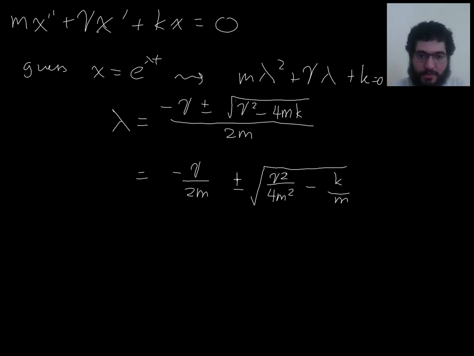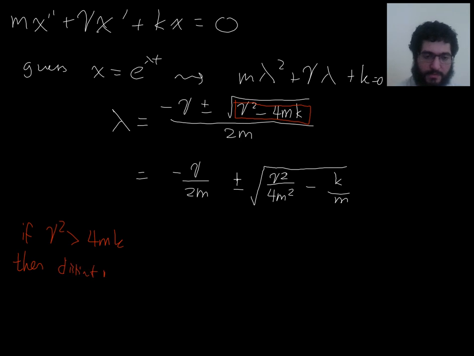Well, it depends on what's under the square root here, right? If the thing under the square root is strictly positive, then we are in case 1. So if gamma squared, let's say, is greater than 4mk, then we are in case 1. We have distinct real roots. If gamma squared equals 4mk, and if gamma squared is less than 4mk, those are the other two cases.